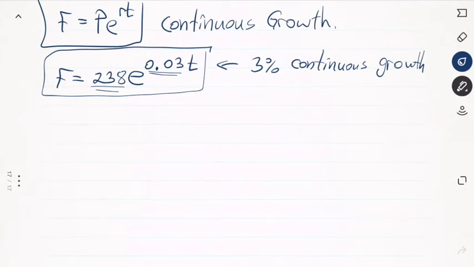All right, so to change that into a doubling factor, what we're going to do is we're going to use the formula D equals ln of 2 divided by R.